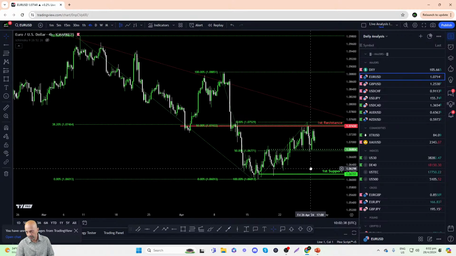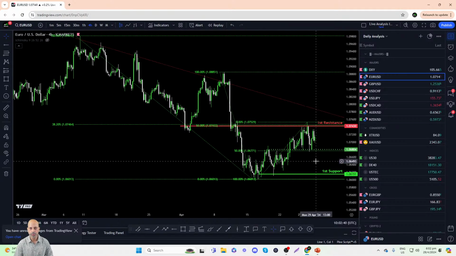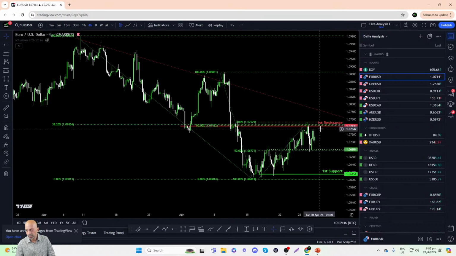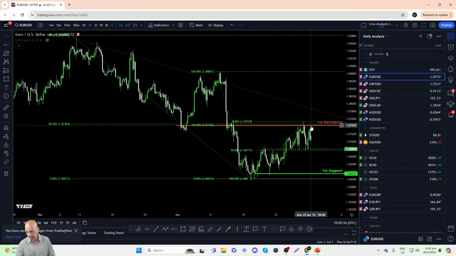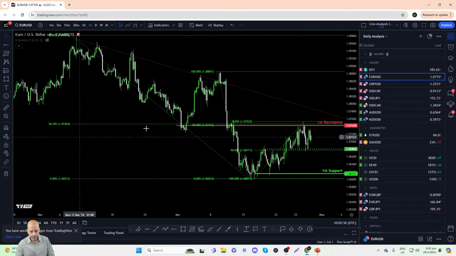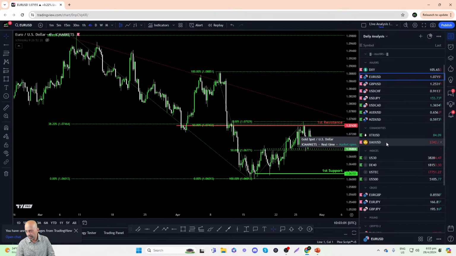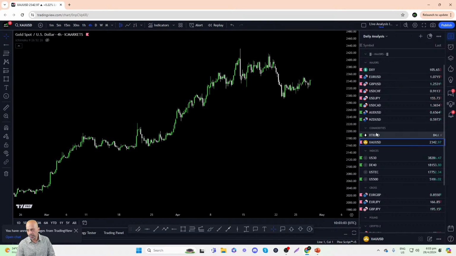Since the dollar index has been pulling back today, of course that means the euro is quite likely going to climb higher. However, take note, this resistance area between 1.0740 and 1.0750 could prove to be a stalling point for price action, at least for today. Okay, so we've done the euro. Let's now take a look at gold, and then we'll look at WTI oil as well.